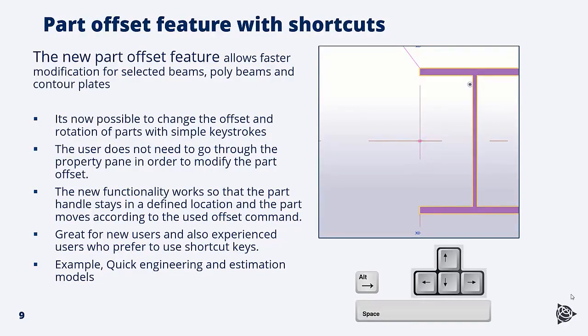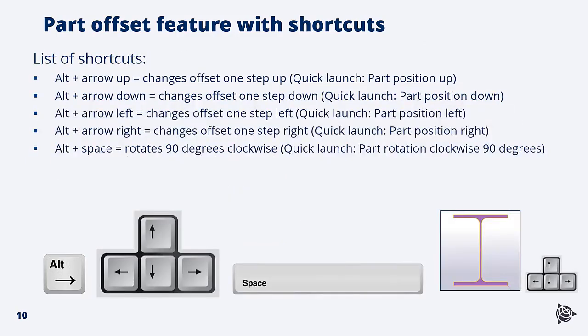The new part offset feature allows faster modification for selected beams, poly beams and contour plates. Quite simply, it's possible to change the offset and rotation of parts with simple keystrokes. This is great for new users, but also experienced users who prefer to use shortcut keys. An example where you'd use these shortcuts would be building a quick engineering model, where you want quick positions, and estimation models, again where you want quick positioning of parts. The shortcuts use the Alt key down with the arrow keys, up, down, left and right, to position the part around its original setting out point. Alt and space rotates the part through 90 degrees.